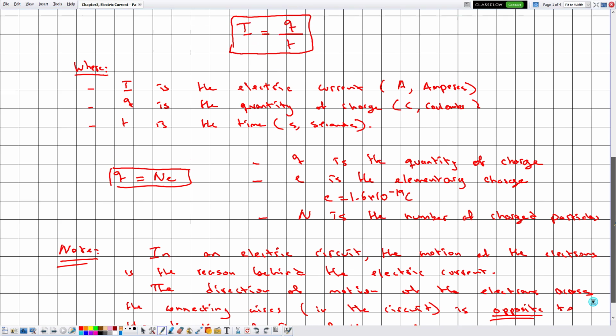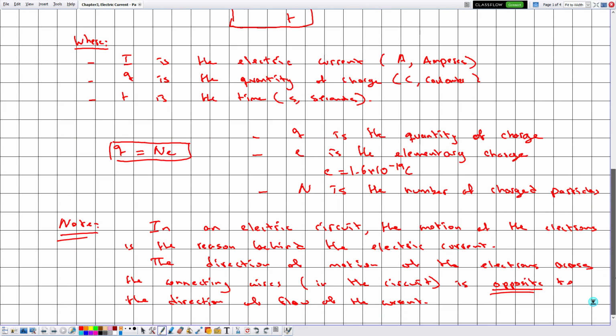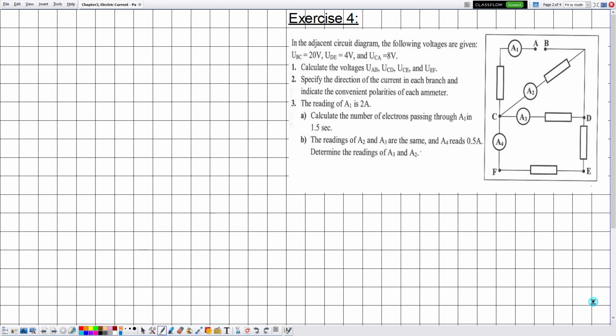so this is the last section in this chapter. Now we are ready to complete solving exercises. So we have exercise number 4. They are telling me in exercise number 4, in the adjacent circuit diagram the following voltages are given. We have that UBC is equal to 20 volts, UDE is equal to 4 volts, and UCA is equal to 8 volts.